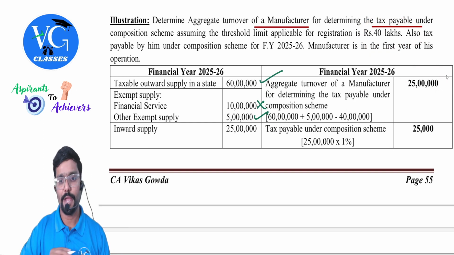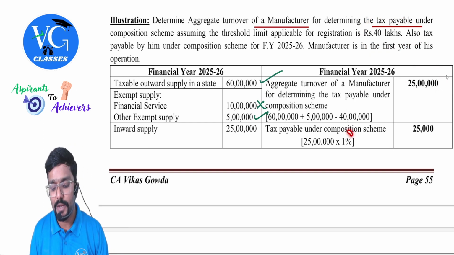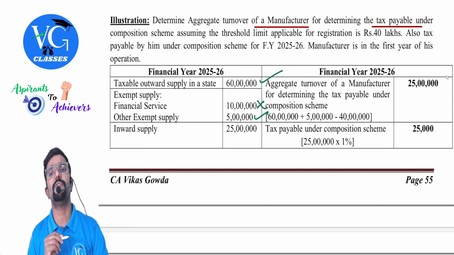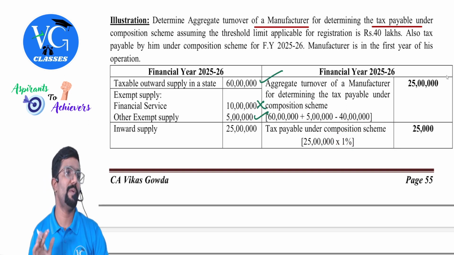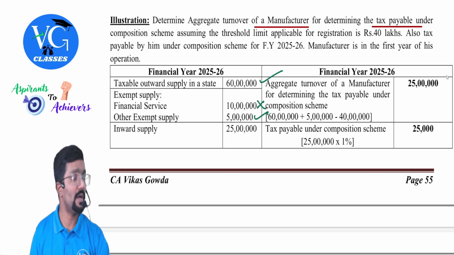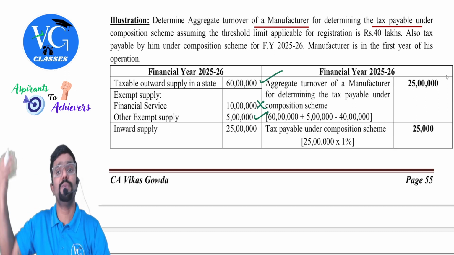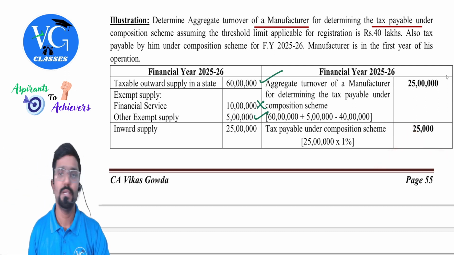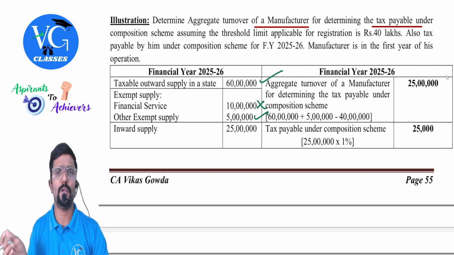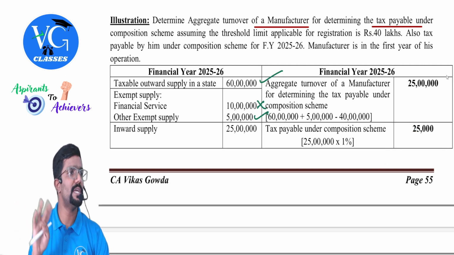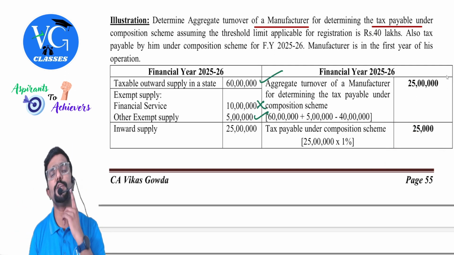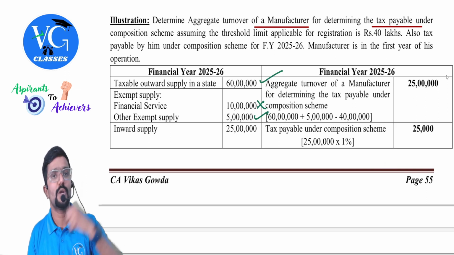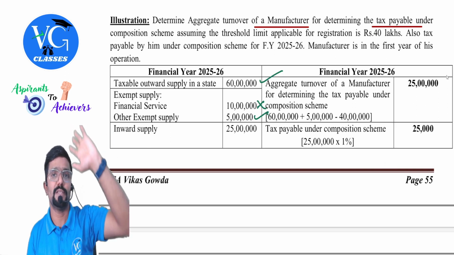25 lakh. Okay. So on 25 lakh, what is the composition rate applicable for manufacturer? 1%. Pay 1%. Or if I ask you how much is CGST, how much is SGST? 12,500, 12,500. Is that clear? You can give a breakup also. CGST 12,500, SGST 12,500. That is 0.5% each. Got it? Yes. Now listen, now listen.